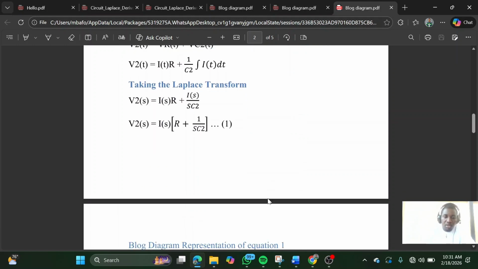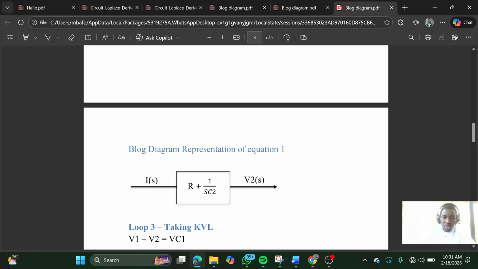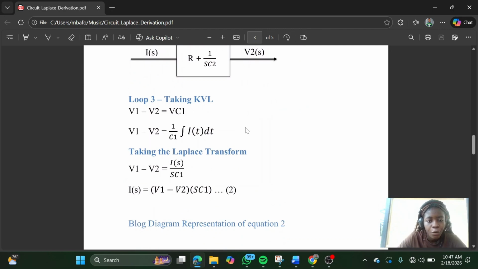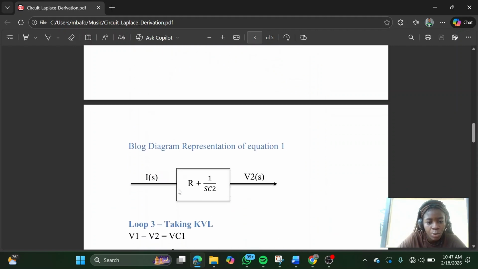And with the representation of this in a block diagram, we have our I of S to be the input source, and the V2 of S to be the output, and this right here will be the gain, the R plus 1 over SC2. That will be the gain. Okay, so taking loop B from this diagram is going to be V1 minus V2, which is equal to the voltage of VC1, that is for taking the loop B.